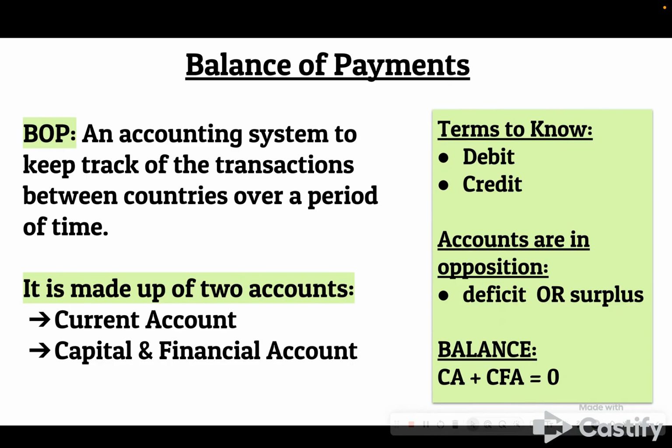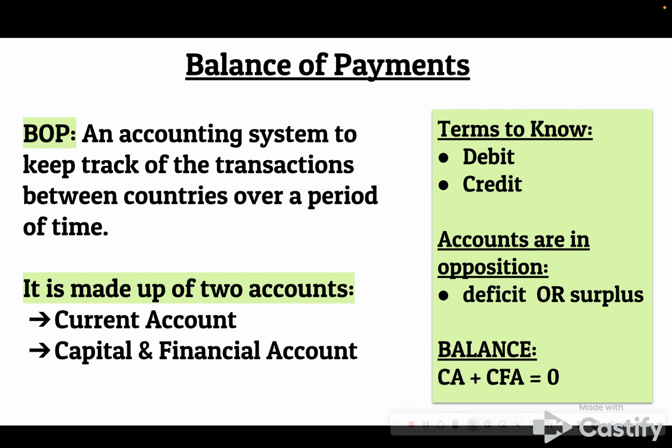The big things I want you to remember in addition to that are in this green box on the side, which is that when we add these two accounts together, because they're in opposition to one another, one account will always be in a deficit, whereas the other account is going to be in a surplus. So therefore, when you add the two numbers together, if you're given numbers, they should add up to zero.